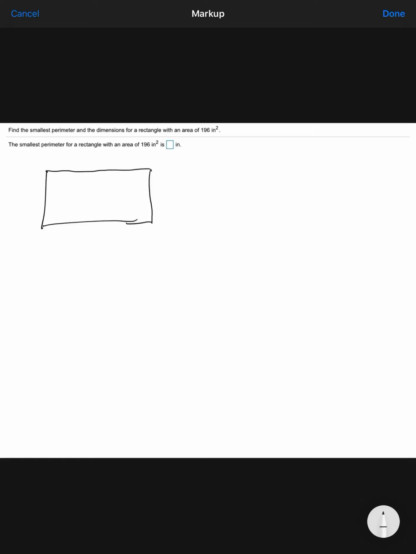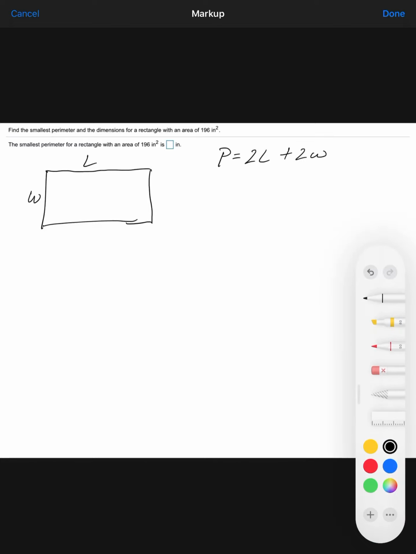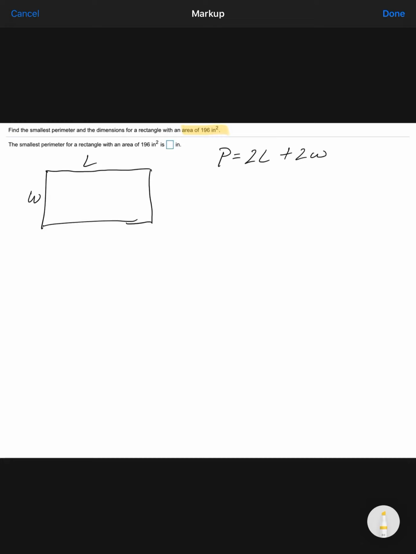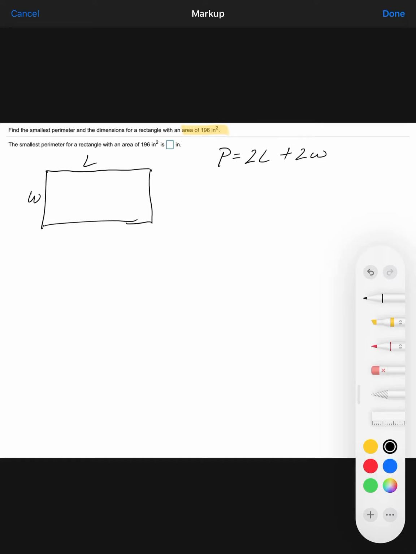Let's say that this is the width, this is the length. The perimeter for a rectangle is calculated with length happening twice plus width happening twice. But notice it slid a little information into the problem to jog your memory. Why did it slide in area? We're talking about rectangles, so let's pull out background knowledge and put in the area of a rectangle.